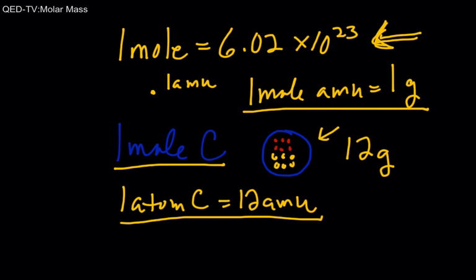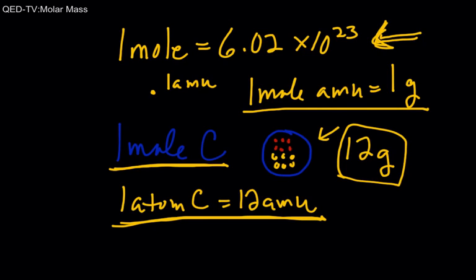So the mass of a single atom of carbon would be 12 atomic mass units. But the mass of a mole of carbon atoms would be 12 grams. We just look on the periodic table at carbon, and we see what the mass is, but instead of writing the units atomic mass units, we write down the units grams.